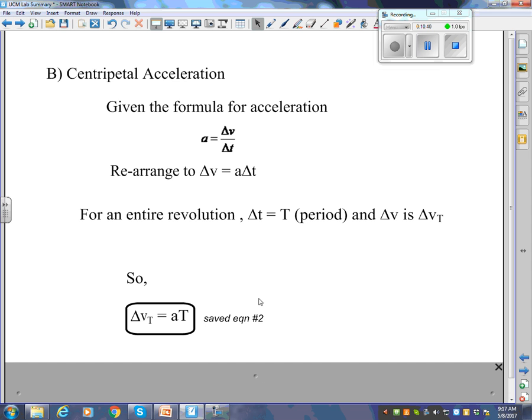Okay, and then this gives us delta vt is equal to a times t, and I'm going to call this saved equation number 2. Why am I saving these equations? We're going to use them later. We're going to put them together, Lego style. Actually, nothing at all like Lego.